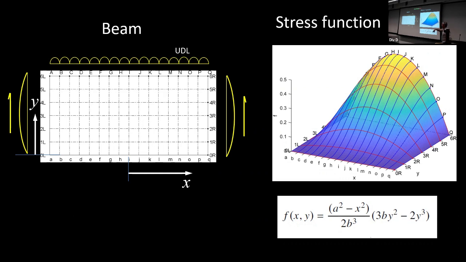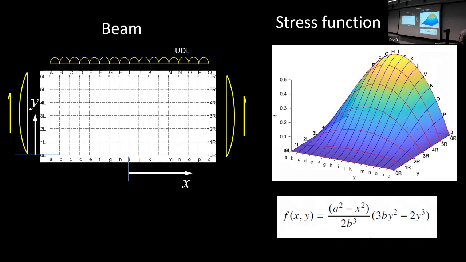So there's the beam, and I've drawn some coordinates on it. It's got a UDL, it's supported at the ends by these end shears, sort of parabolic end shears. So it's going to be pure Euler-Bernoulli beam theory. It's supported by these end shears like so, and it's all in equilibrium. Just draw a stress function over it, and I pick this stress function here, quadratic in the x direction, cubic in the y direction.